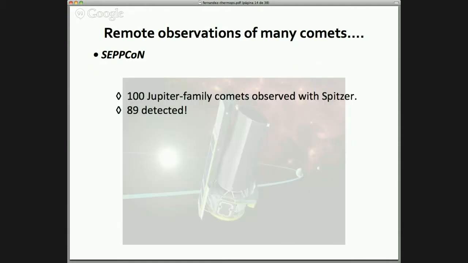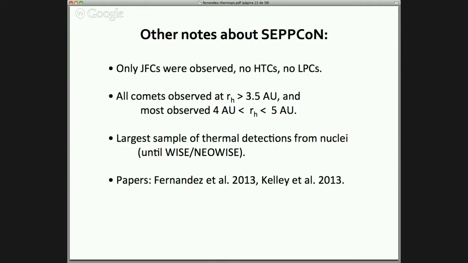We're looking at a bunch of typical boring run-of-the-mill comets, right? So we tried to observe 100 of them with Spitzer. We actually detected 89. So we felt like this was a nice result.